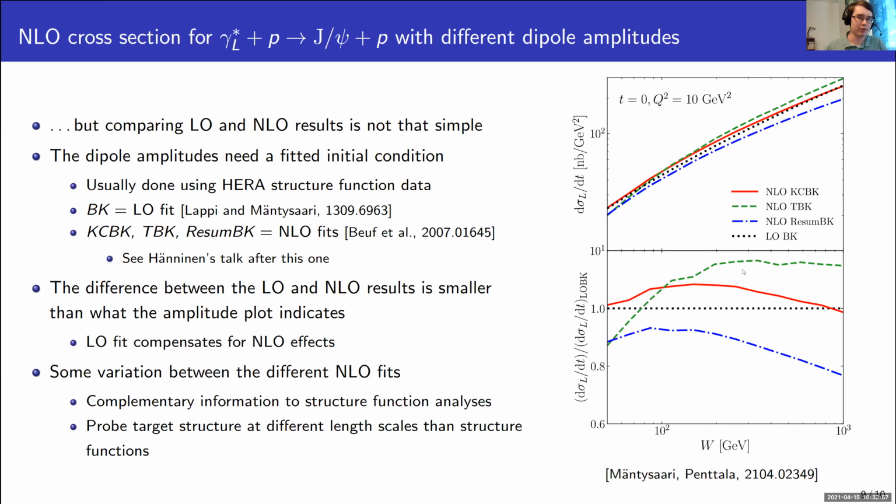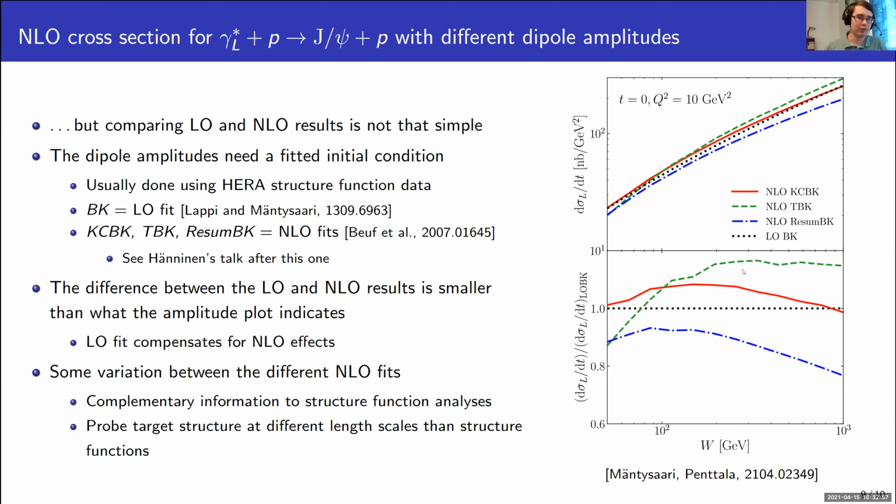And this is because this process probes the target structure at different length scales than the structure functions do. So in summary, we determined the relativistic corrections of order p squared, and we also calculated the next to leading order corrections to the longitudinal production in the non-relativistic limit.